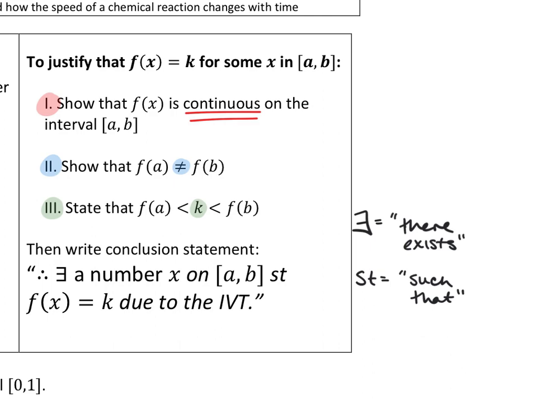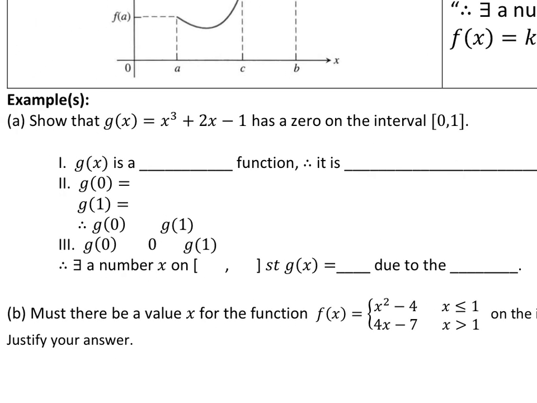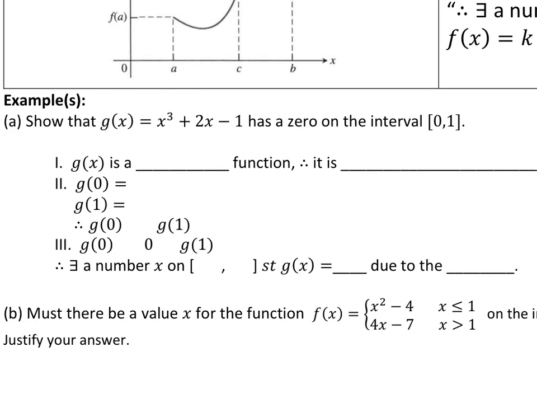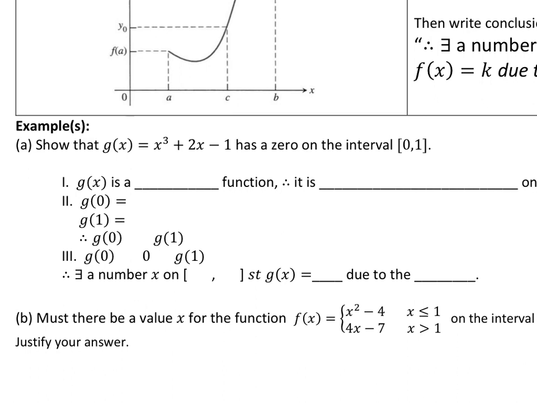Okay, so an example of what this might look like, and I've given you some steps. This one's a fill in the blank, and then we'll start writing it all fully ourselves. It asks you to show that g of x, which is equal to x cubed plus 2x minus 1, has a 0 on the interval between 0 and 1.